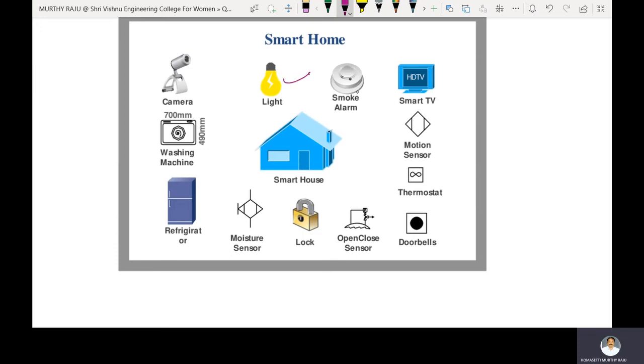Here we have a smart light, smoke alarm, and smart TV. A smart TV means a traditional TV with Wi-Fi connectivity. Also motion sensor, thermostat, doorbells, open-close sensor, lock, moisture sensor, refrigerator, washing machine, sirens, cameras. All these things are built in with microcontrollers, microprocessors, and communication modules, with internet connecting devices. So many electronic devices are incorporated to perform their tasks. That is one of the motivations of the Internet of Things. Your traditional home is converted into a smart home by using Wi-Fi connectivity.